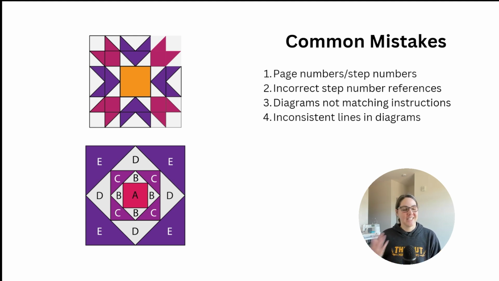A lot of times as you're reading through your own pattern, you go blind to the mistakes and typos just because you've read it so many times. You've been staring at this thing for hours and hours and hours as you write the pattern. And so your brain starts to fill in those gaps and you can't see the things anymore.